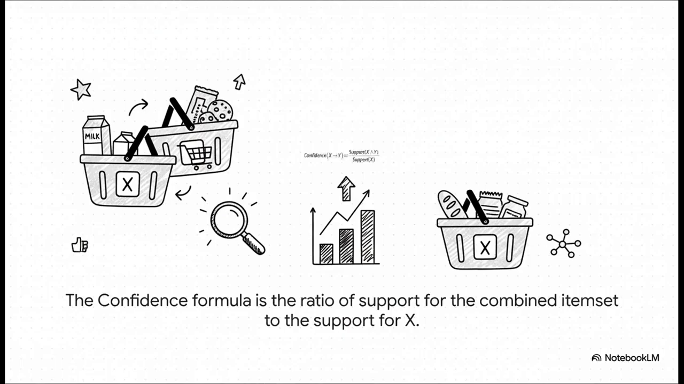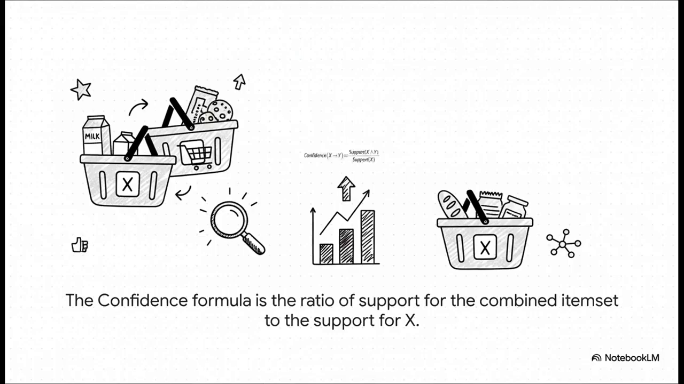And here's the math behind it. The formula for confidence is really just a simple but powerful ratio. You take the popularity of both items showing up together, and you divide it by the popularity of just the first item. It's a direct answer to the question, okay, given that X happened, what are the odds that Y also happened?